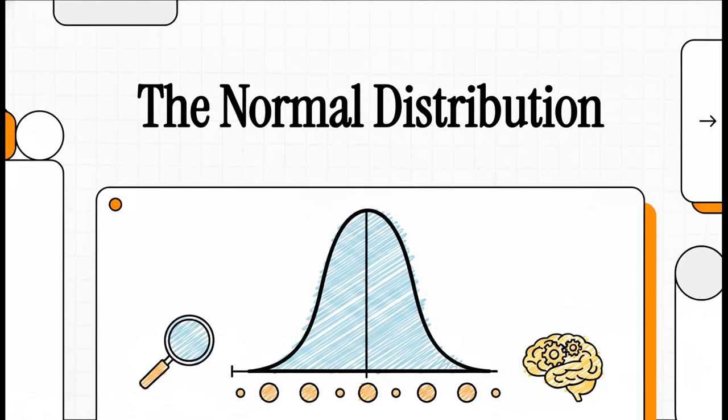Welcome to The Explainer. Today, we're going to crack the code on a pattern that is, and I'm not exaggerating here, almost everywhere. It shapes our world in ways you might not even realize, from the heights of people in a crowd to the scores on an exam. It's called the normal distribution, and honestly, it's one of the most powerful and fundamental ideas in all of statistics.